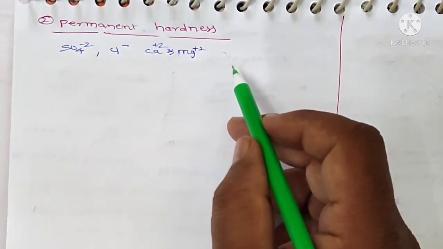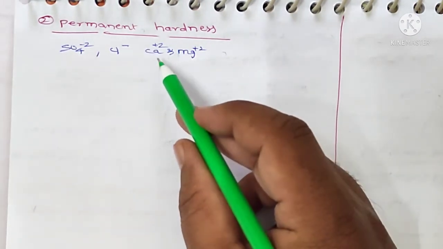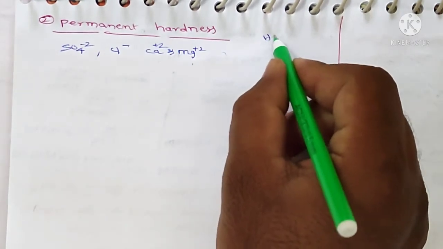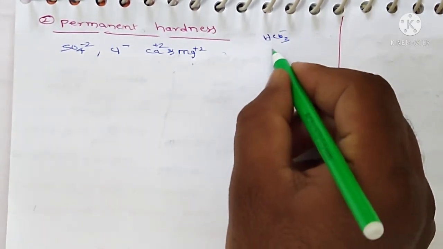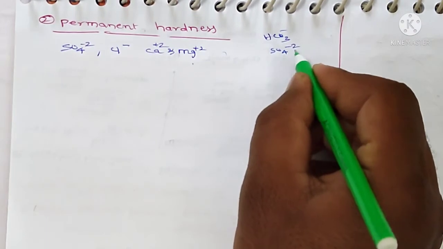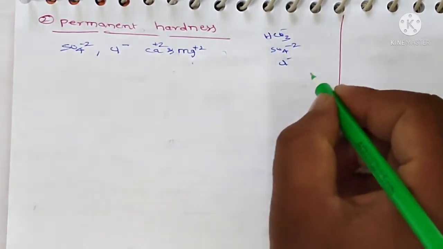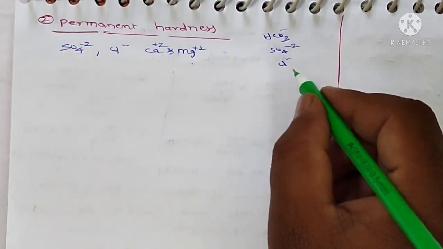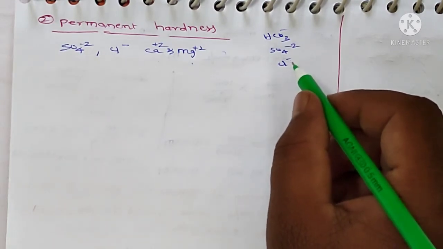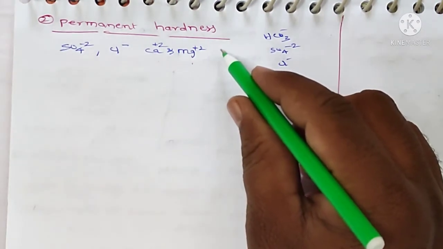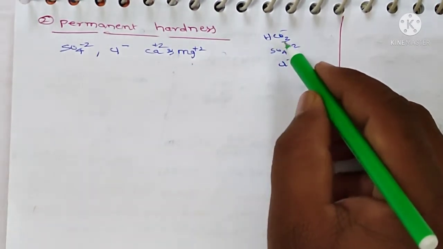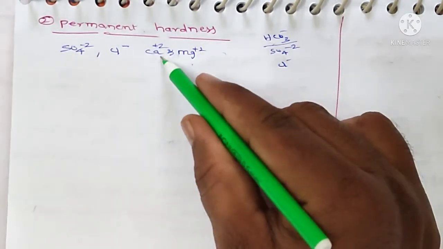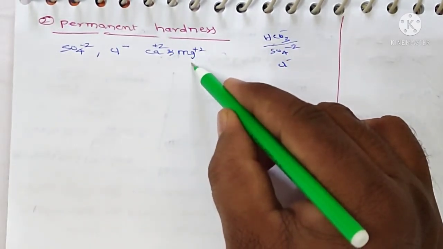Actually, the hardness is due to the presence of calcium and magnesium salts of bicarbonates and sulfates and chlorides. So the hardness is of two types. One is the temporary hardness and the second one is permanent hardness. Temporary hardness means presence of bicarbonates of calcium and magnesium salts.